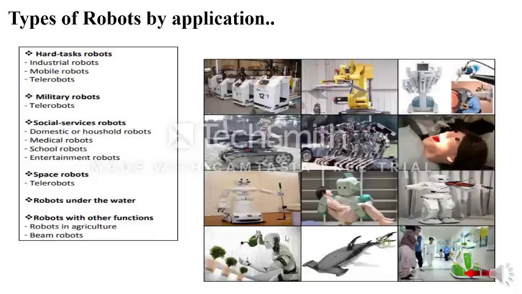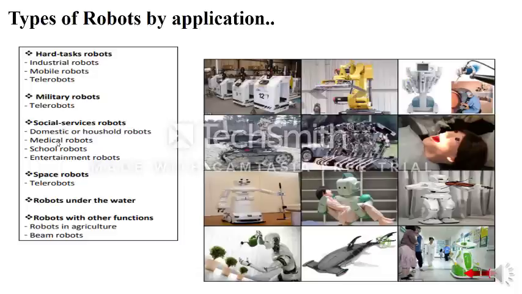Types of robots by application: hard task robots, industrial robots, mobile robots, tele-robots. When human beings cannot do the repetitive work, in that place a robot can be used. Military robots are called tele-robots. Then there are social service robots, domestic or household robots, medical robots, and school robots for entertainment and to learn. There are also tele-robots in space.